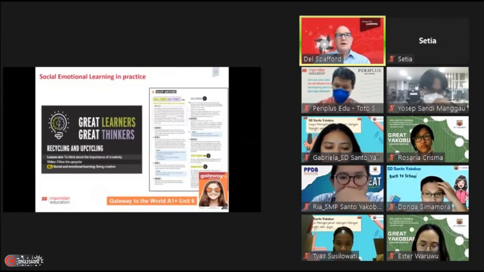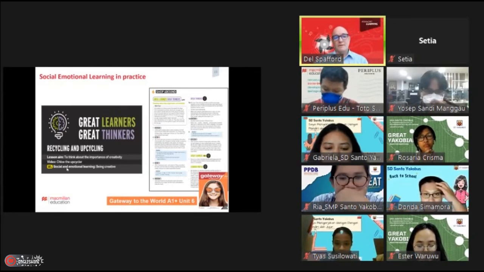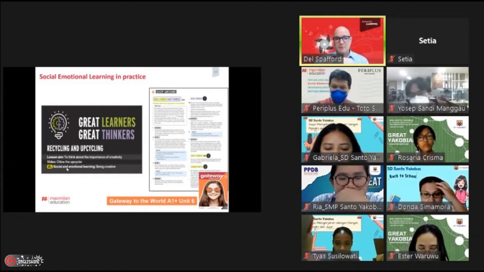So the title of this is Recycling and Upcycling. And the social emotional skill is signposted very much here, so you know very clearly what we're trying to develop. And we're trying to develop the skill of being creative. So the skill will fit into one of the 5 key areas. In fact, it fits into pretty much all of the 5 key areas in different ways.